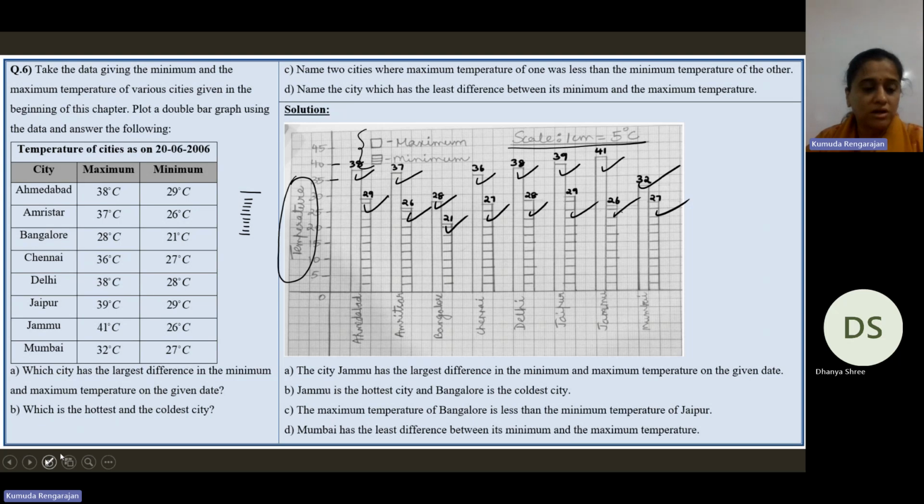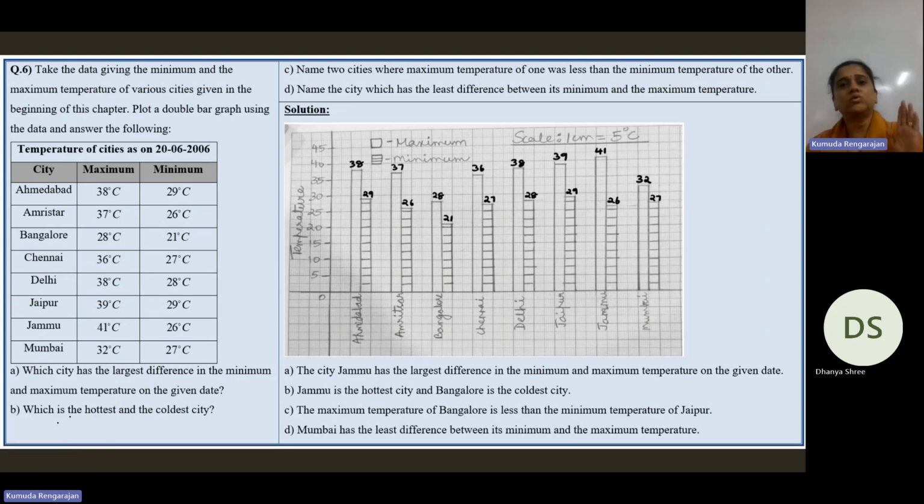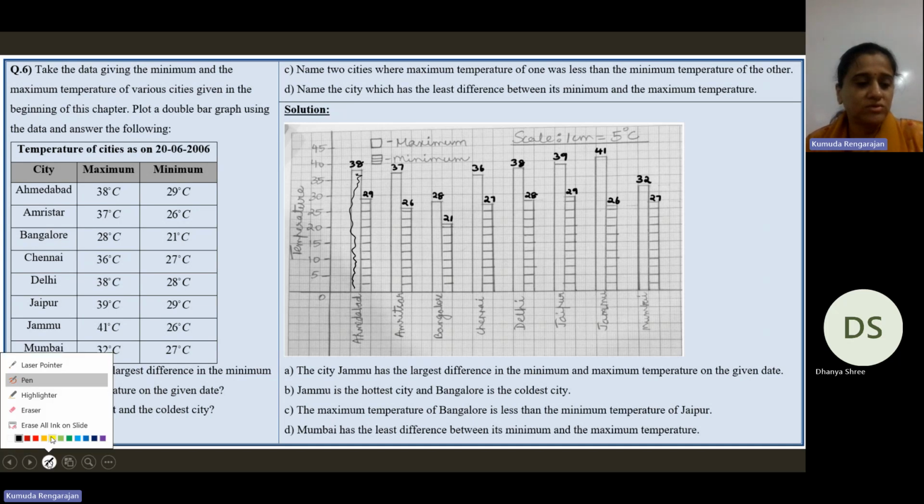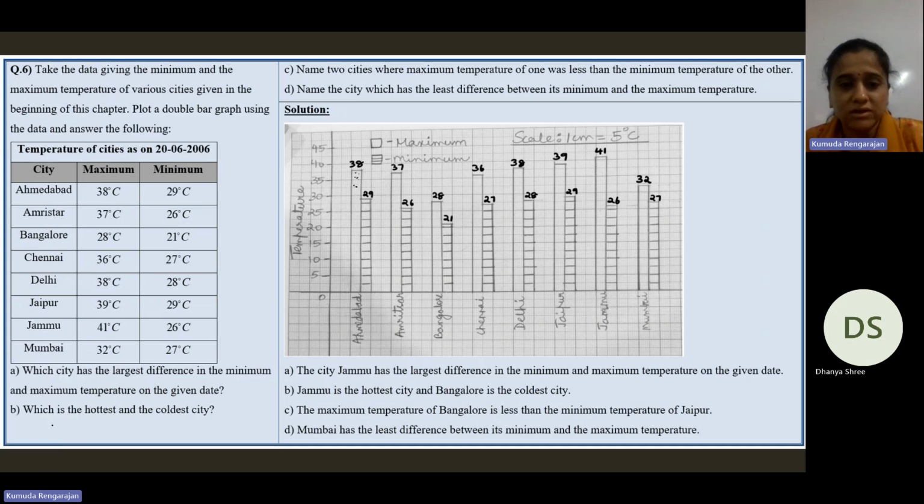If you're allowed to use color pencils, use one color to shade all the rectangles representing the maximum temperature, and a different color to shade all the rectangles showing minimum temperature. Or you can just use grains, like putting dots like this. Don't design your graph. Don't use different patterns in different rectangles. Use only two patterns, one for all the first rectangles in every data.